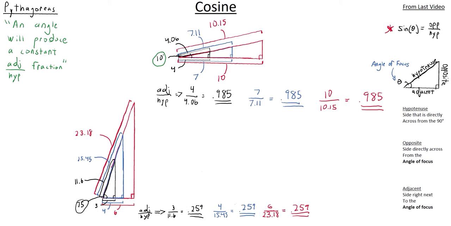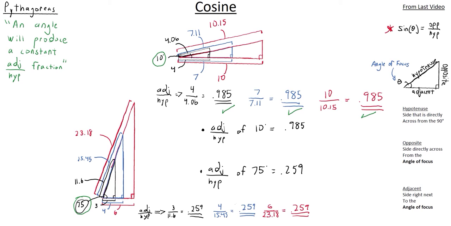This is just like sine, but this is an adjacent divided by hypotenuse constant fraction instead of an opposite over hypotenuse constant fraction. So for the 10-degree angle, the adjacent will always be 98.5% of the hypotenuse. And for the 75-degree angle, the adjacent divided by the hypotenuse will always equal 0.259. So it should make sense why small angles will have big adjacent divided by hypotenuse fractions, because look how big these adjacents are. But big angles will have small fractions.